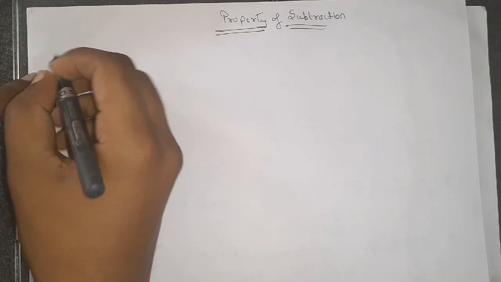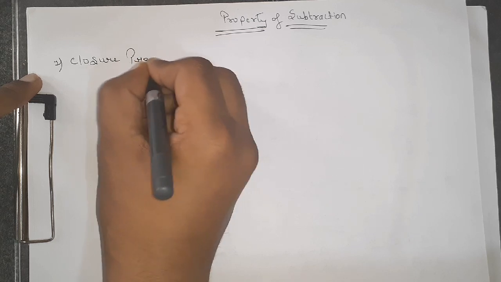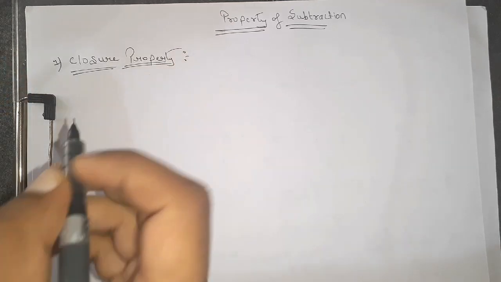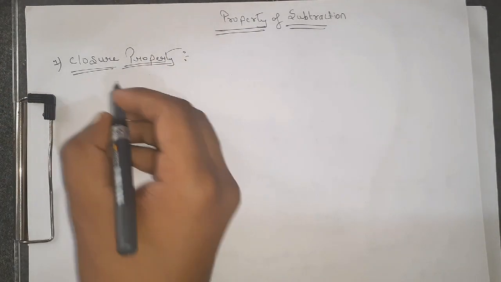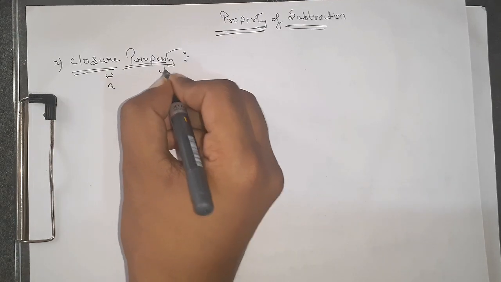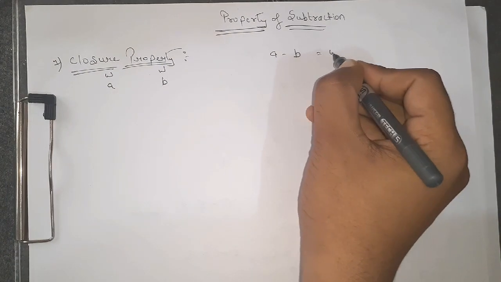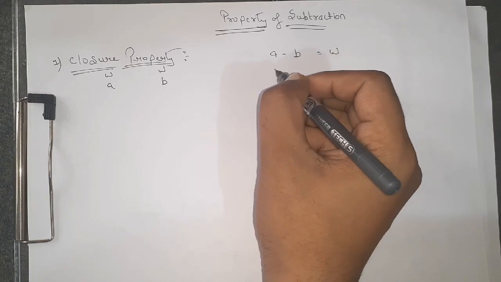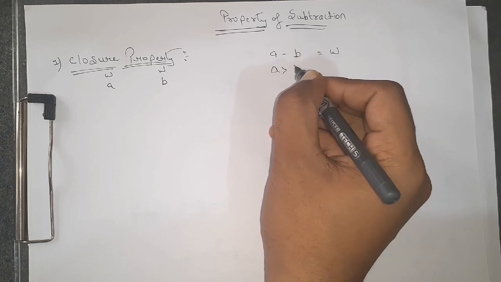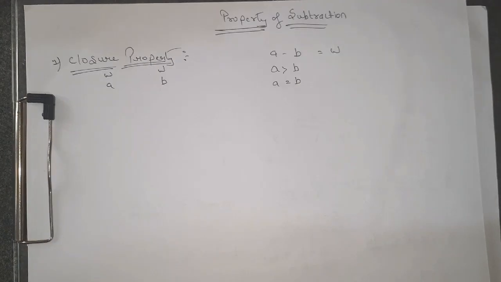So the first one is closure property. What does this closure property state? It states that suppose we take a and b, and both of these are whole numbers. Then a minus b will be a whole number, with a condition: when a is greater than b, or a is equal to b.